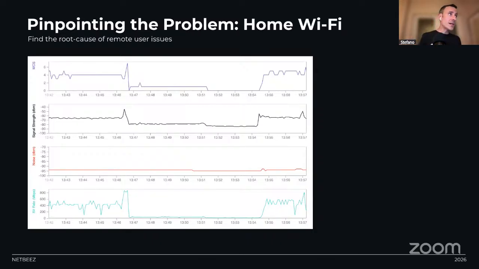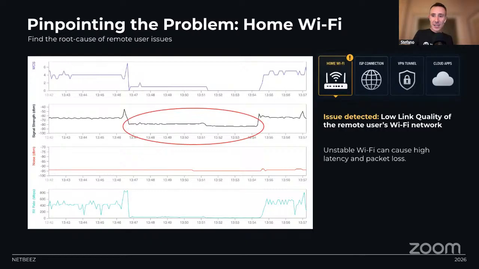And so this is the same wireless metric section that I showed you before. And as you can see, in this case NetBees can measure the signal strength, and we see a visible drop in signal strength, which could definitely impair the remote user experience with high packet loss, high latency, and disrupt the VoIP or any other applications that the remote user is using. So this is one example of how you would be able to identify Wi-Fi issues as the main root cause.